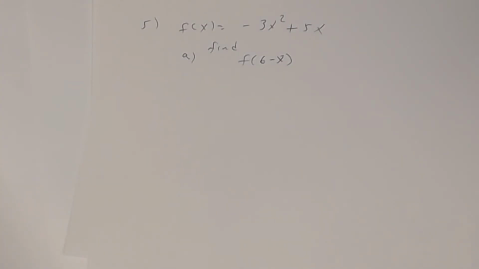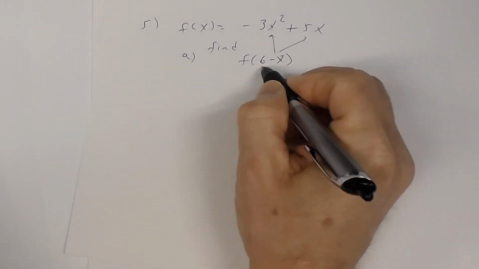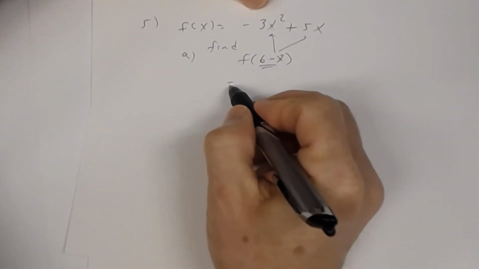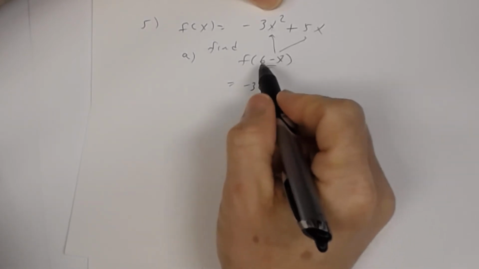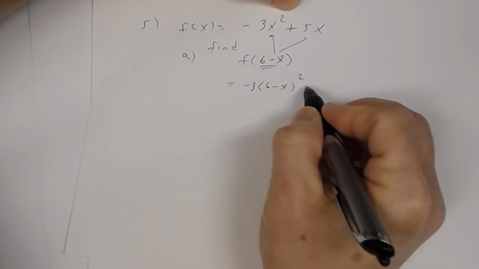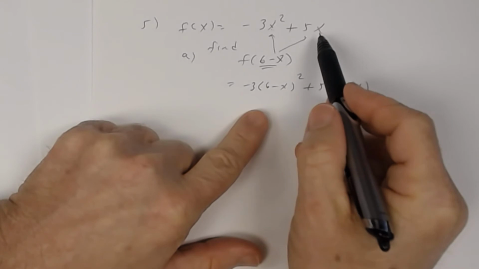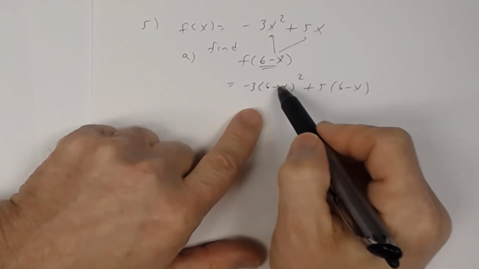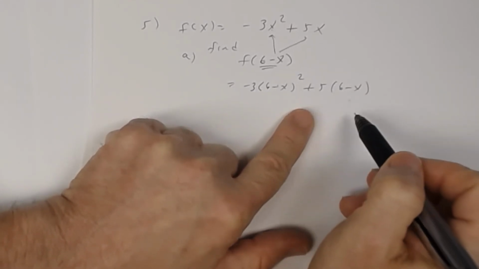All right, so wherever we see the variable x, you're going to substitute this. That's what you substitute, 6 minus x. So what we have now is this: negative 3 times, and put parentheses because you're substituting a binomial, 6 minus x squared, plus 5 times 6 minus x. Notice where we saw the variable x, instead of saying negative 3x squared, you're substituting 6 minus x. Instead of saying plus 5x, you're substituting 5 times 6 minus x.